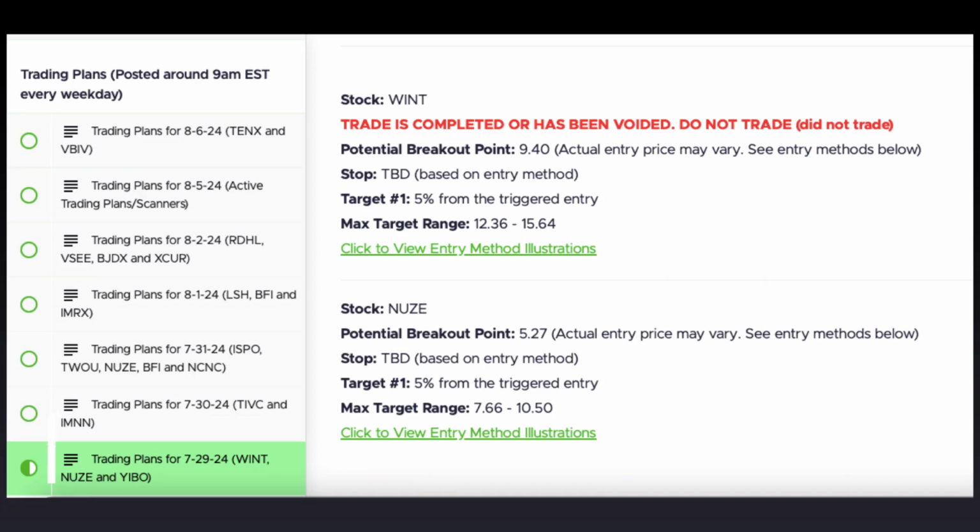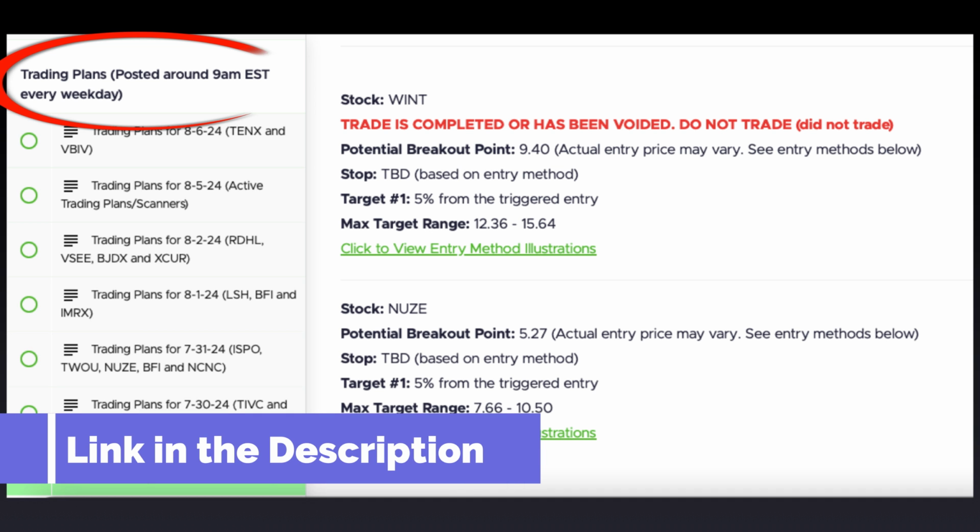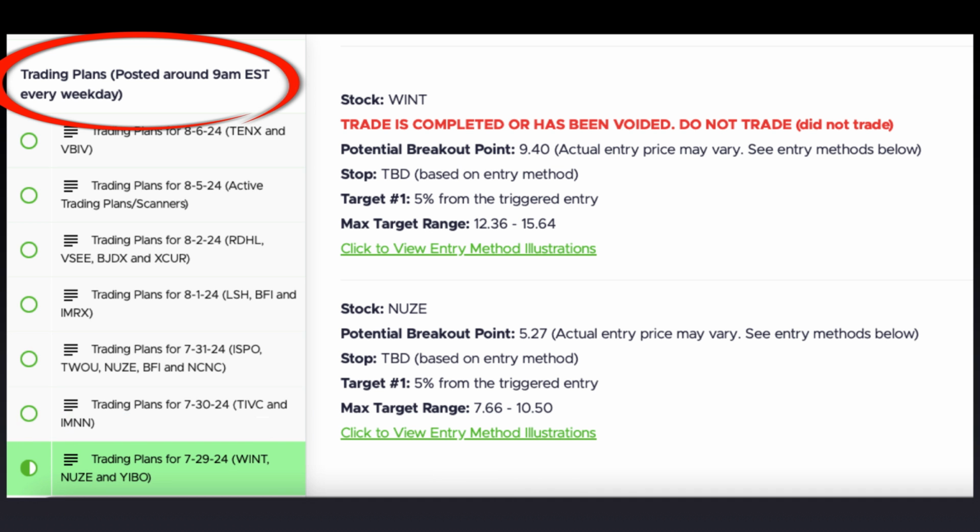But if you don't want to use Trade Ideas, I do list all the stocks I find in my scanners that meet the criteria I'm looking for in my daily trading plans that are posted every weekday around 9 a.m. Eastern Standard Time. Now, whether you use Trade Ideas or another scanning software, here are the four main filters I use that will give you a general screen finding the most interesting stocks for the day.